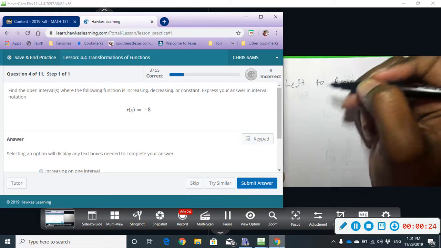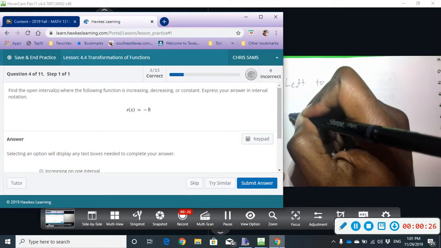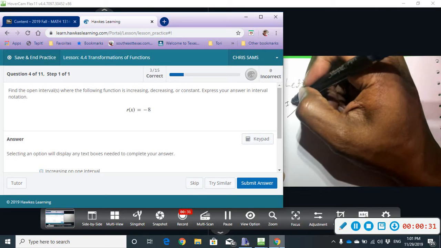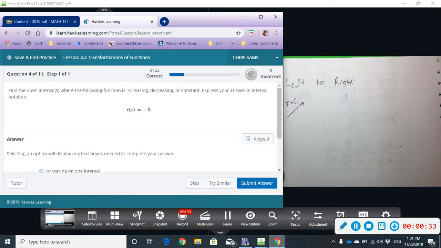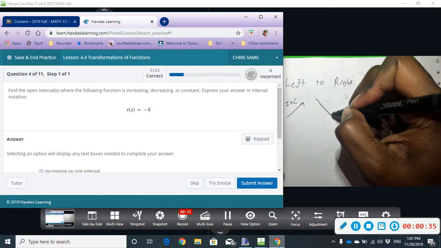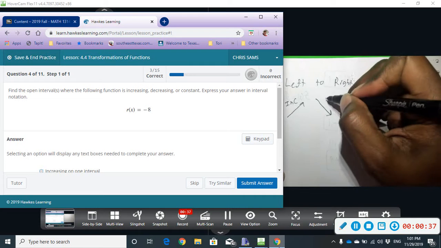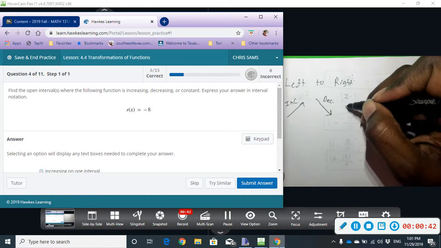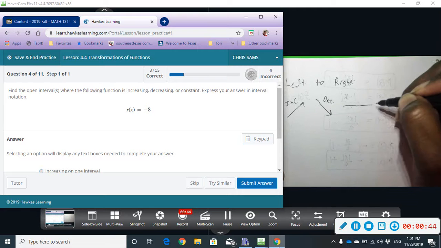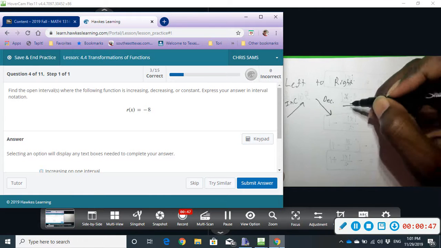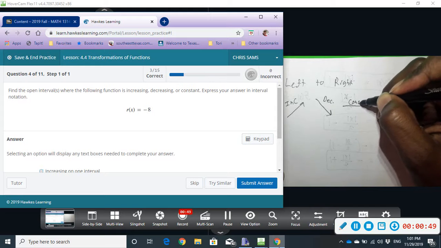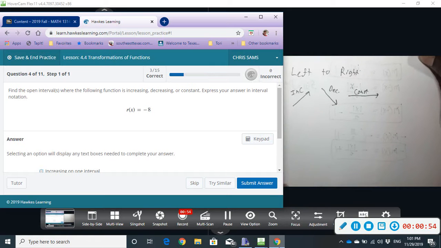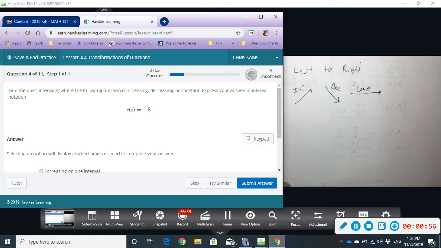Okay, and what we're looking for is if the graph is going up from left to right, we call that increasing. I'm just abbreviating INC. If the graph is going down from left to right, we call that decreasing. So just abbreviating. And if the graph is staying flat from left to right, we call that constant. Okay, so this is what we need to know. So you have to be okay with graphing, or you need to be able to use technology to graph it.